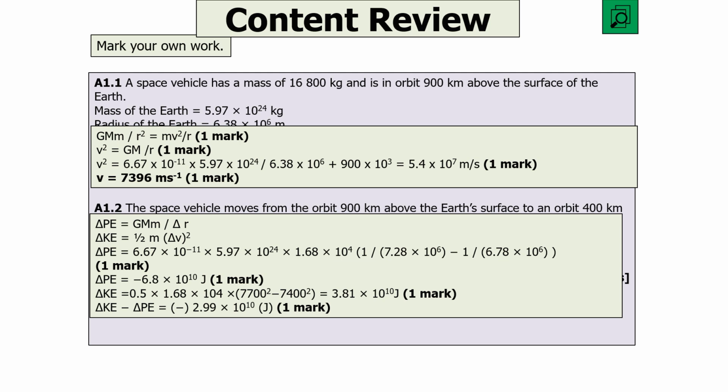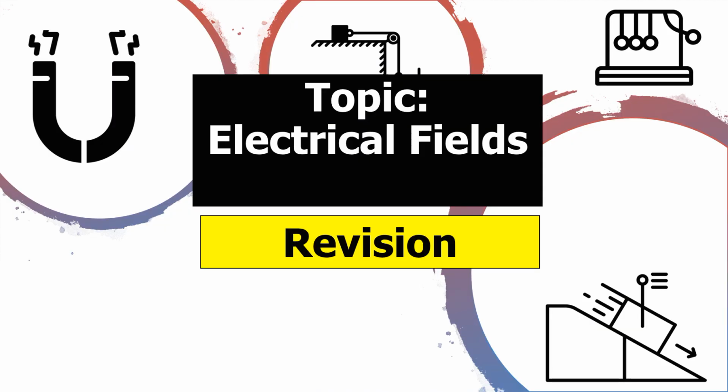And you've got your potential energy, which is a negative. You've got your kinetic energy, which is a positive. Remember, in orbits we always consider potential energy to be a negative. We then add the two together and therefore we get 2.99 times 10 to the 10. The next topic we're going to look at is electrical fields.